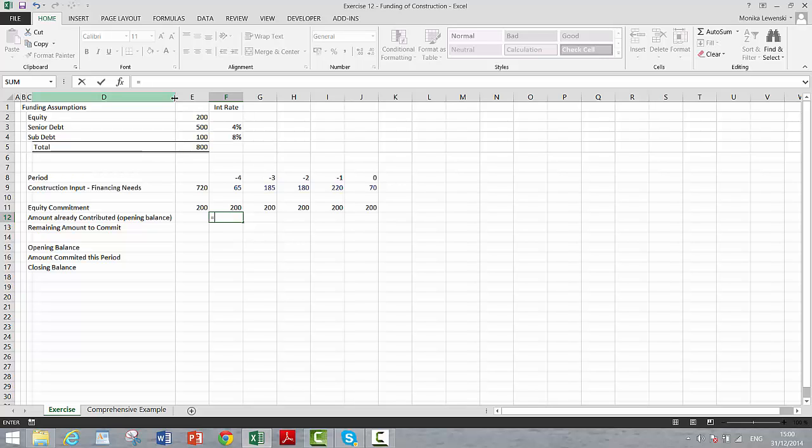Okay, so why don't we just go ahead and do this? So amount already committed, that's our opening balance. So at the very first period we haven't committed anything. And then we take the difference. So we still have 200 to put into this project. We start with 0 and then we say, okay, we've agreed to put 200. I'm sorry, we can put 65 or 200, whichever is less. That's the big one.